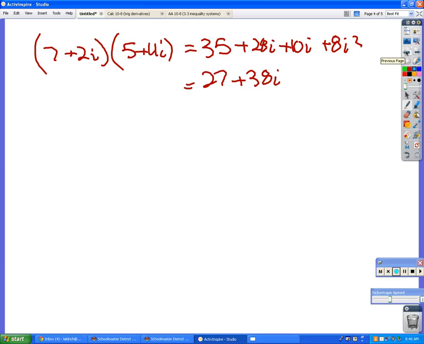Because i squared is -1. Yeah, so I did this one very quickly. The first one I did really slow-mo, step-by-step. But this one right here, I know i squared is -1, so this becomes -8. 35 take away 8 is 27. What if it's like 10i minus? Then you would change it to plus.